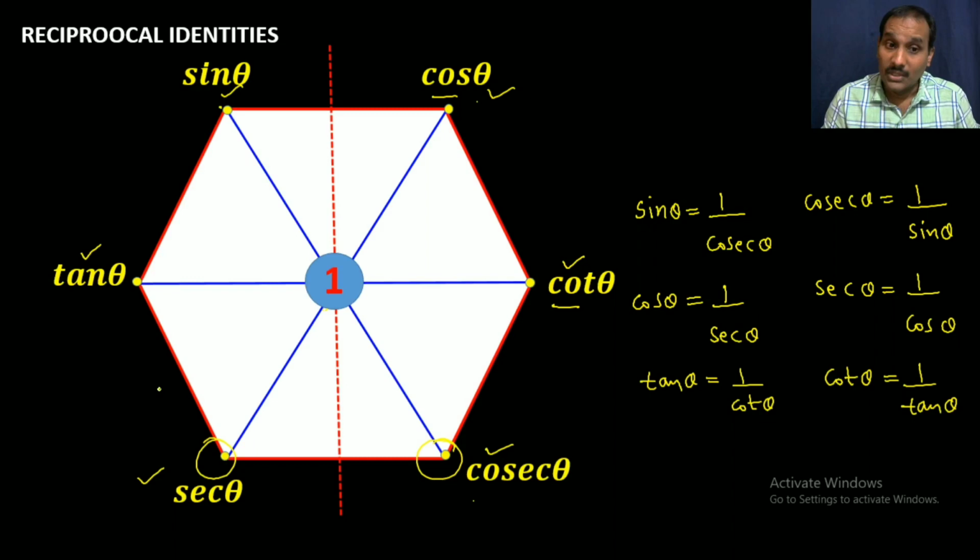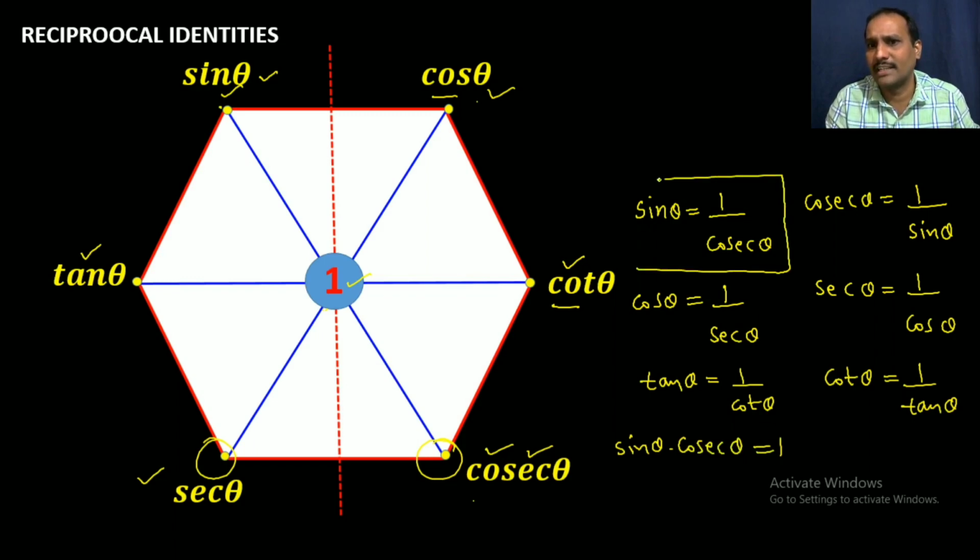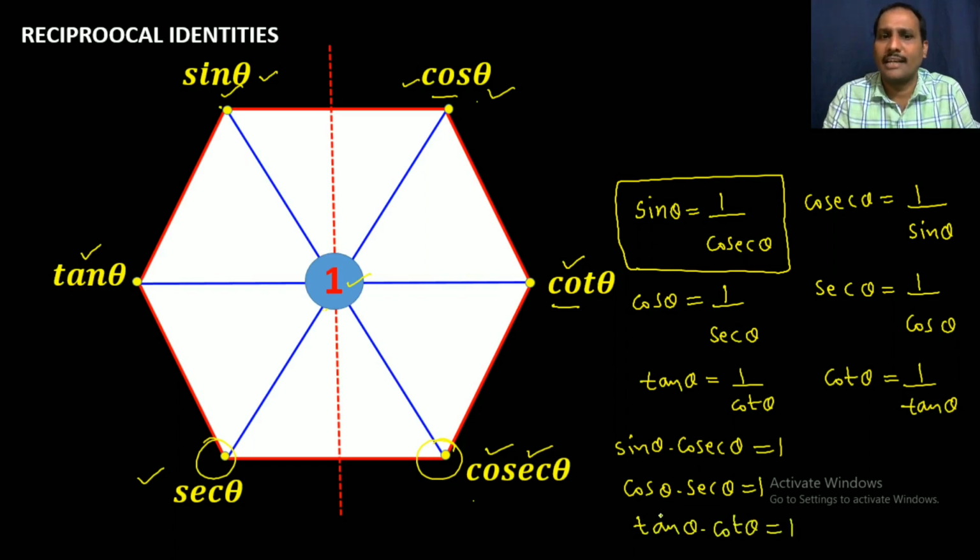And also this can be written as sin theta into cosecant theta is equal to 1. The product of the reciprocals is always 1. Sin theta into cosecant theta is equal to 1. From this you can write that. Or cos theta and secant theta is also 1. Cos theta into secant theta is also 1. And tan theta into cot theta is equal to 1. So these are the reciprocal identities of the trigonometric ratios.